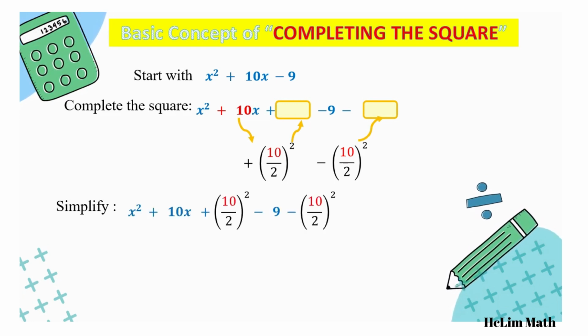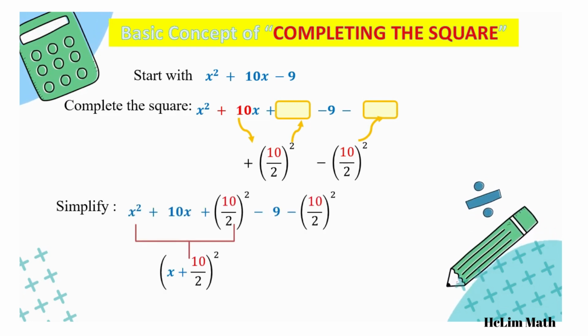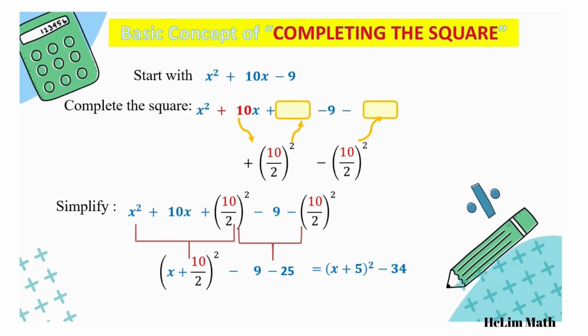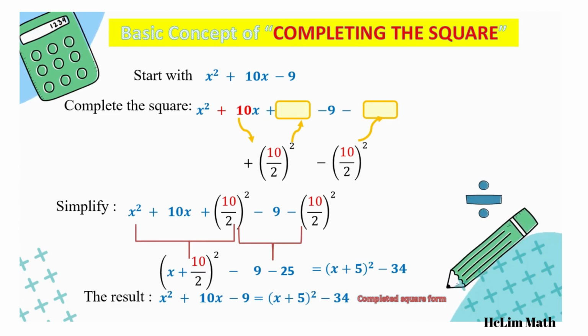For the x squared plus 10x plus 10 over 2 squared, we simplify it as x plus 10 over 2 squared, followed by minus 9 minus 25, and we simplify the whole expression to get x plus 5 squared minus 34. So this is how we do the completed square form.